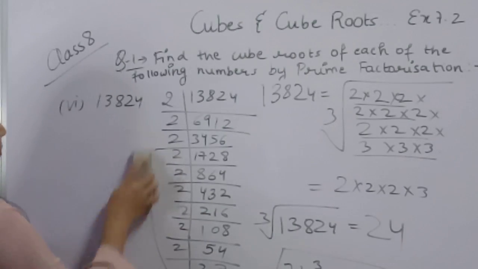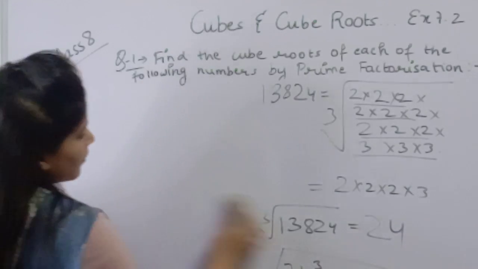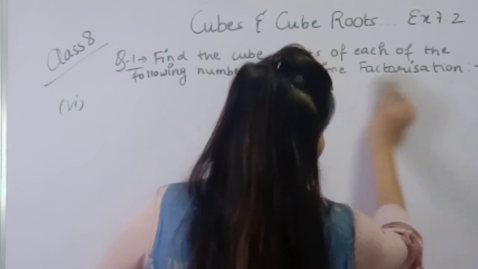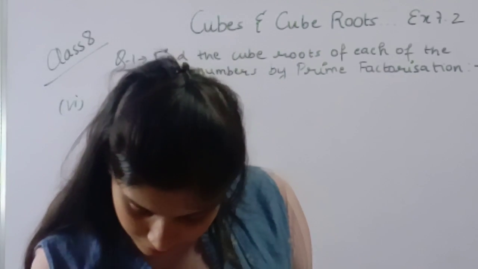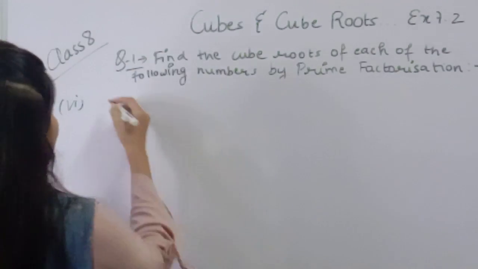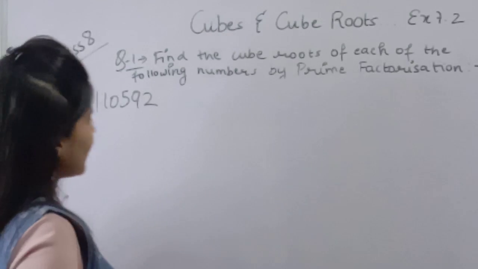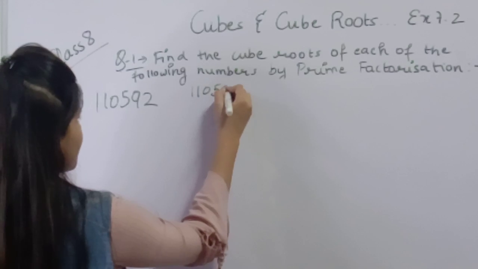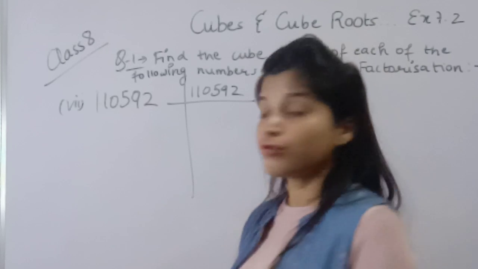Seventh part. This was part number 6. So now we will do part number 7. The seventh part is 110592. So prime factorization of 110592. 110592 is a multiple of 2.